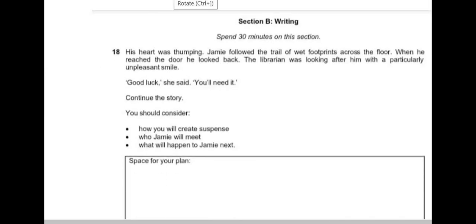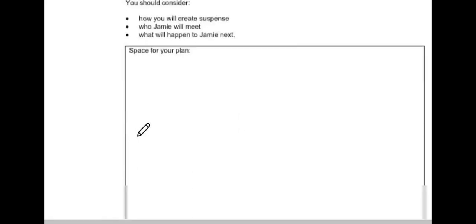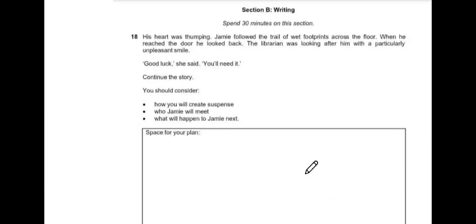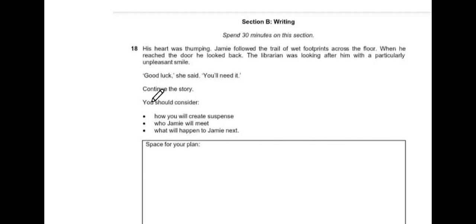Alright, now next is section B. It's for writing. It's suggested that we spend 30 minutes in this section, and this is the instruction for question 18. This is the space for planning your story, and write this continuation of the story in the next page. We have provided 2 full pages, and it will be good if we can fill around 1.5 pages, and the total mark is 25. It will be marked according to 4 categories, which I'll explain later.